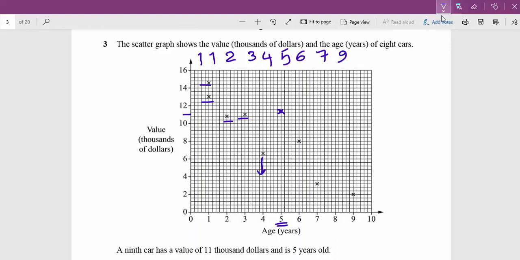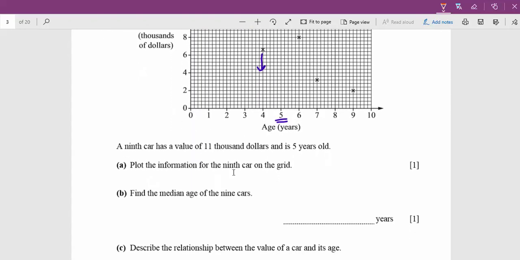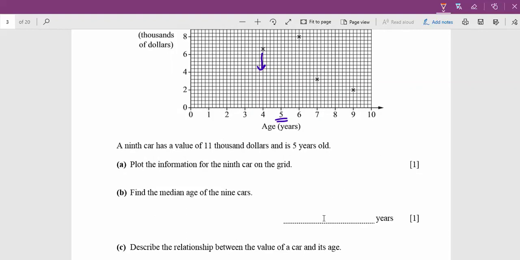Now, to get the median, since it's ungrouped data, there is no frequency. We just start cancelling them, smallest with the greatest, and so on. Finally, we see only one number in the middle, which is the median, 4. The median is 4 years.